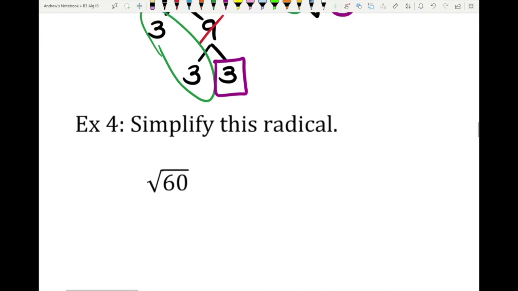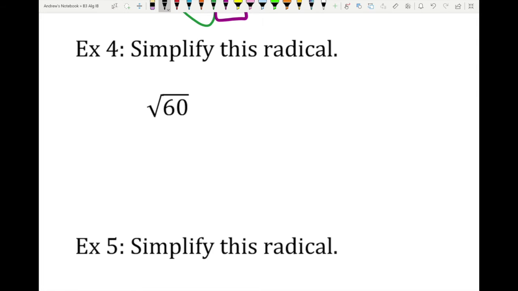Let's try another one with 60. So again, first things first, I'm going to start off with my factor tree. You can start off a lot of different ways. I'm thinking through factors of 60. There's a lot that I could choose. Actually, I'm going to start with 2 times 30, which means I used up the 60. I could do 6 times 10, I could do 3 times 20, I could do 5 times 12. There's a lot of different ways you can do a factor tree, as long as your factors are whole numbers and they actually multiply to give you what you started with.